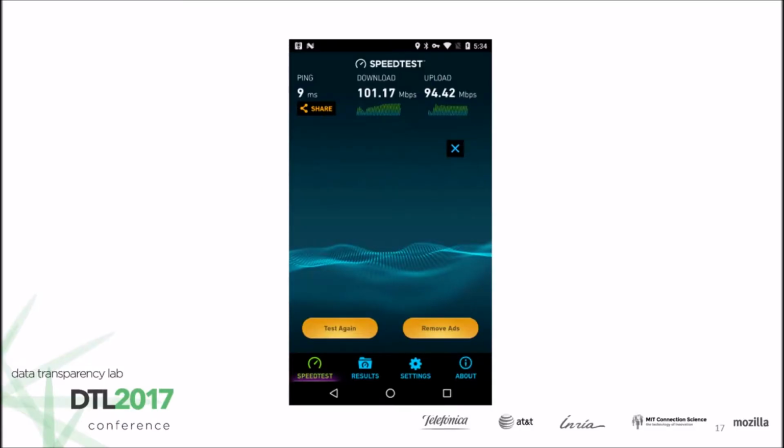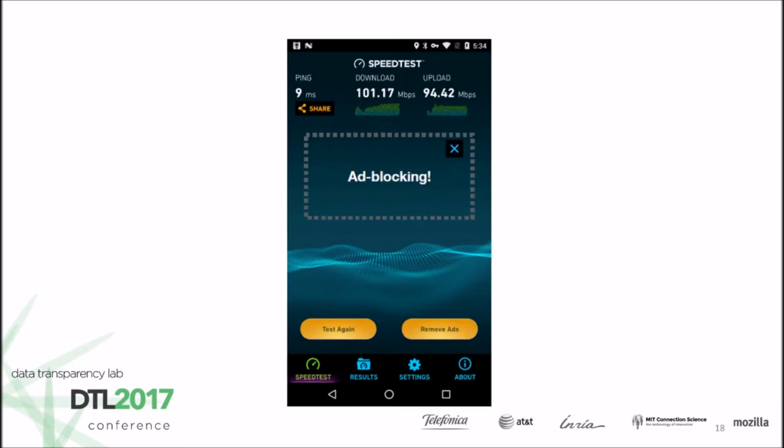And as you can see here, how many of you have used a speed test? Is there anything missing here? Yeah, there are no ads. So now we are implementing and giving users the ability to block third-party advertising and tracking services of their choice. We're not giving them a list of what they should block. It has to be up to them.